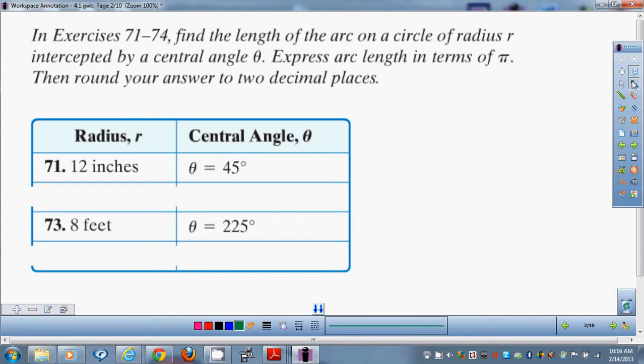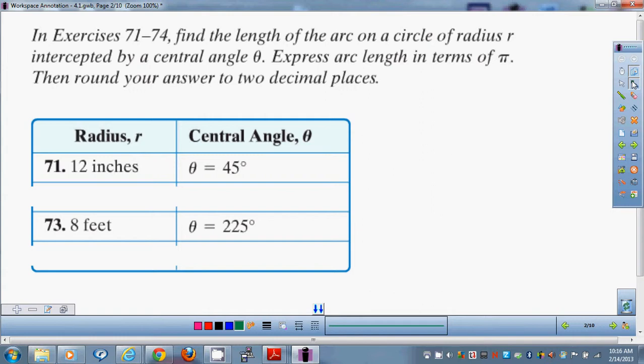Problems 71 through 74. Find the length of the arc of a circle with a radius of r and a central angle of 45. Now, who thinks they can tell me what an arc is in their own words? Right. It's just a portion of its circumference. Now, how many degrees are in a circle? Very good. Now, there are two ways to do this.